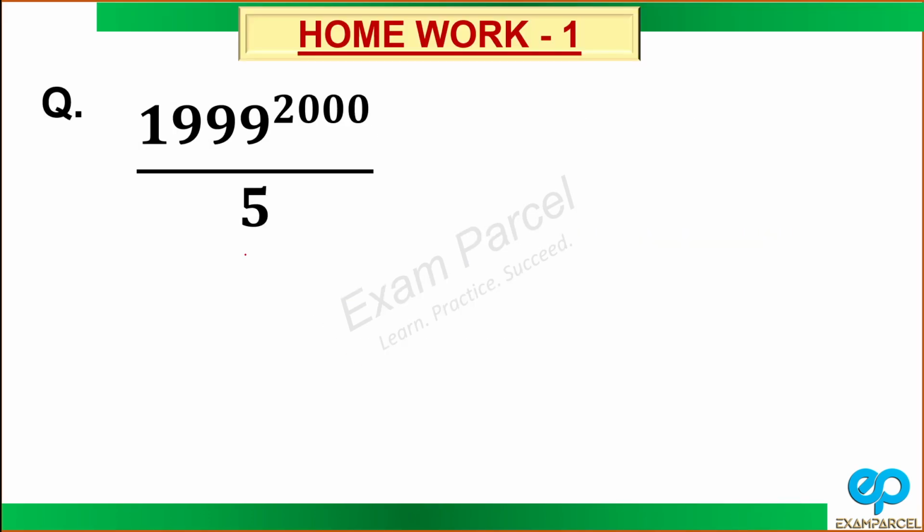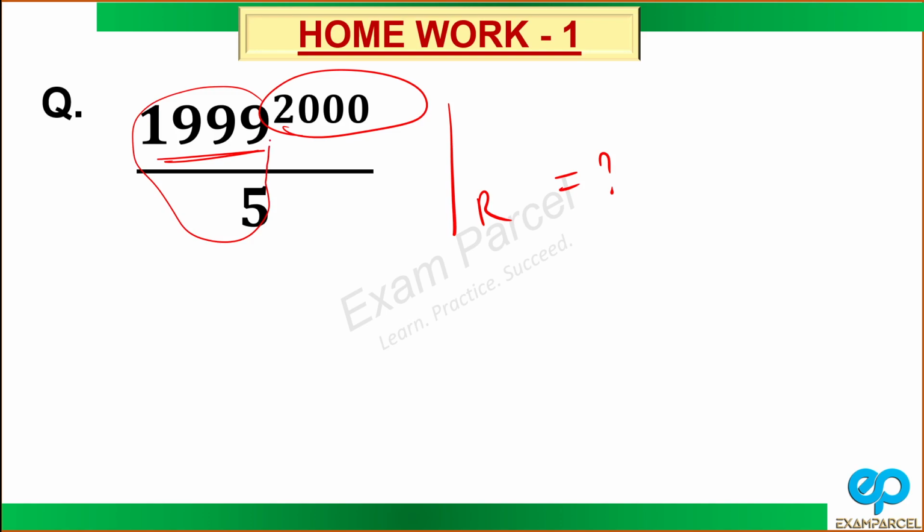There is one question only. 1999 raised to power 2000 divided by 5. What is the remainder? This is not going to be difficult. I can give you a hint. First find the remainder when this number is divided by 5. This is very easy, right? Whenever you want to find the remainder from 5, you can always take the unit place digit and divide by 5. That is the remainder. And further you can solve this.